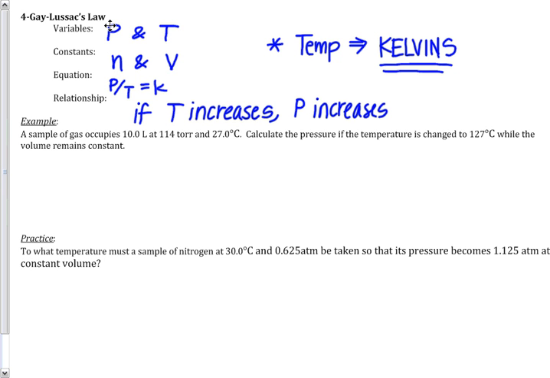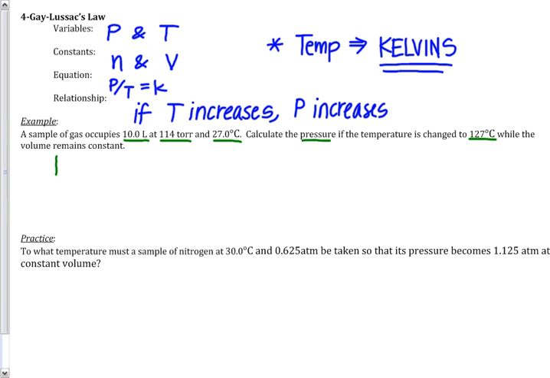So to do the problems, it's very similar to everything you've done so far. I base these off of relationships rather than memorizing equations. So if you look at the example problem, you've got a sample of gas occupying 10 liters. Okay, 10 liters is our volume. It's at 114 torr pressure and 27 degrees Celsius temperature. I want you to calculate the pressure if the temperature is changed to 127 degrees while the volume stays constant.